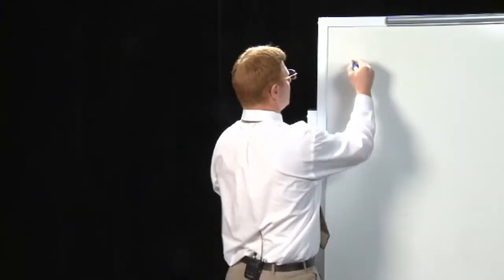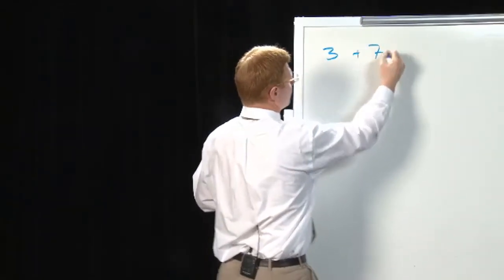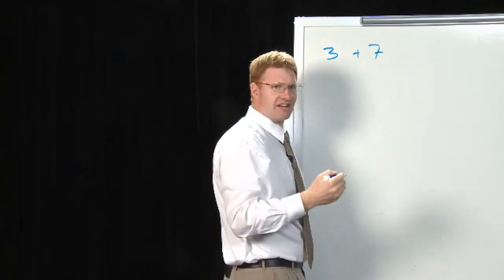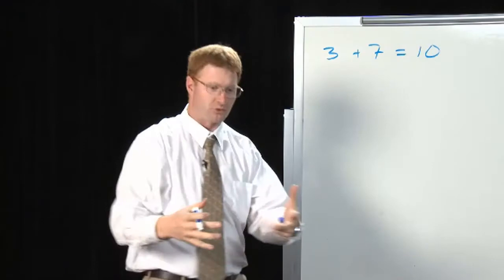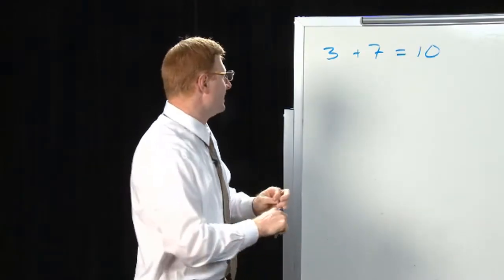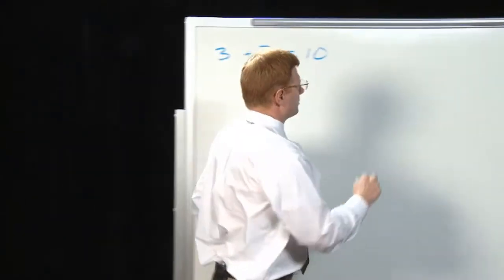So, for example, we did 3 plus 7. You were able to say, okay, 3 plus 7 equals 10. You can put those numbers together. You become very good at that. Algebra, we start doing this sort of a thing.